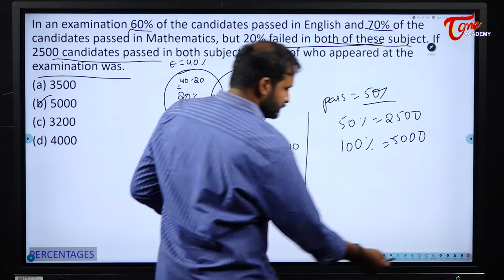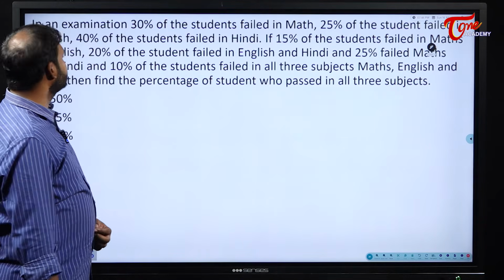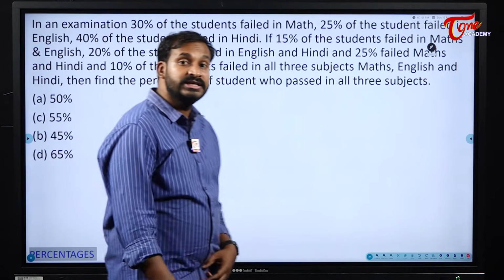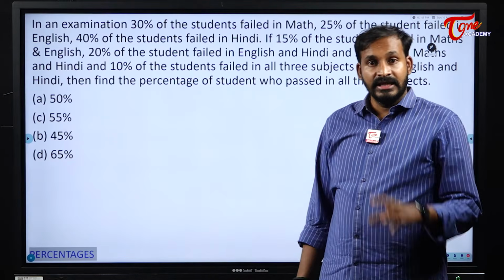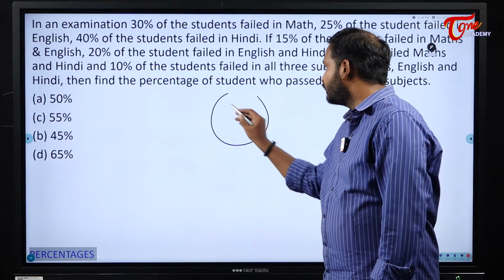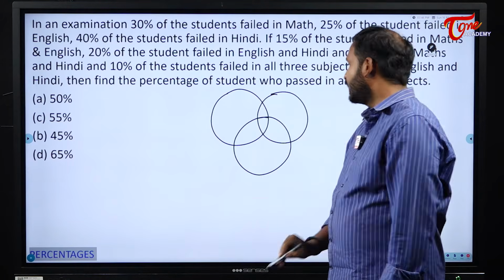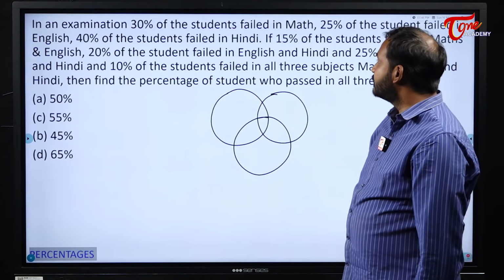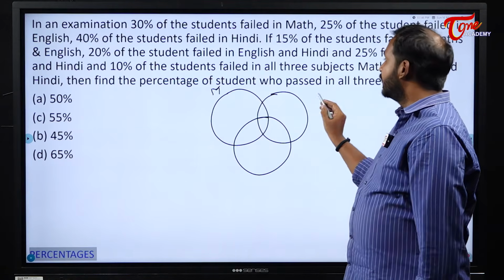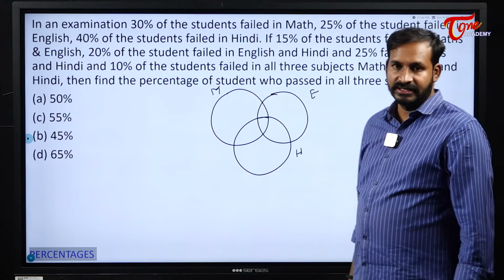Okay, next one. In an examination, 30% students failed in maths, 25% students failed in English, 40% students failed in Hindi. Now see here, suddenly there are 3 subjects. So definitely it will be easy for us if we go with the Venn diagram. So now my Venn diagram will be like this. 3 subjects, math, English and Hindi. 3 subjects are there for me here.